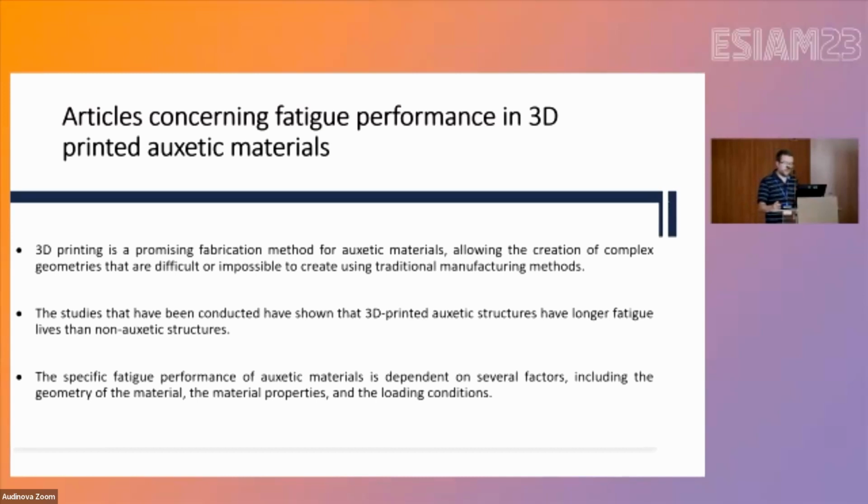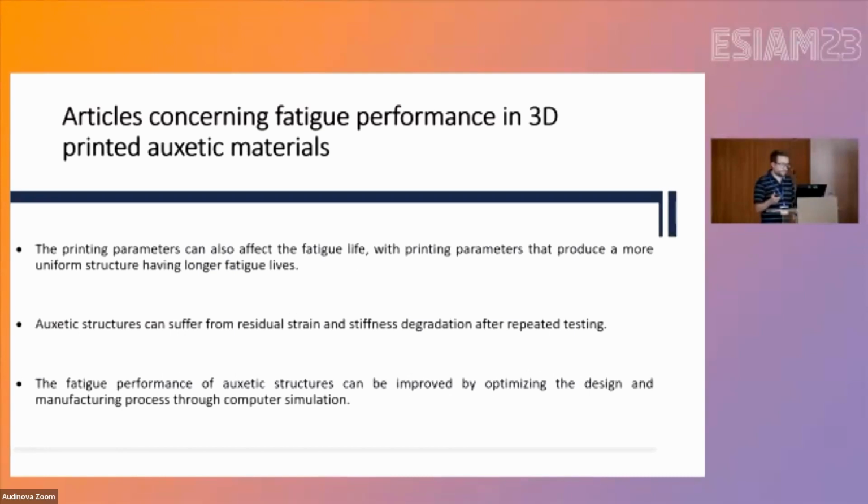We also concluded from these works that the fatigue life of these materials was dependent on several factors, including the geometry of the material, mainly the Poisson ratio, the material properties, and the loading conditions that were applied during testing. Concerning printing in itself, printing parameters were also a very important factor, since uniform structures have better fatigue life results than materials that were printed in a non-uniform way.